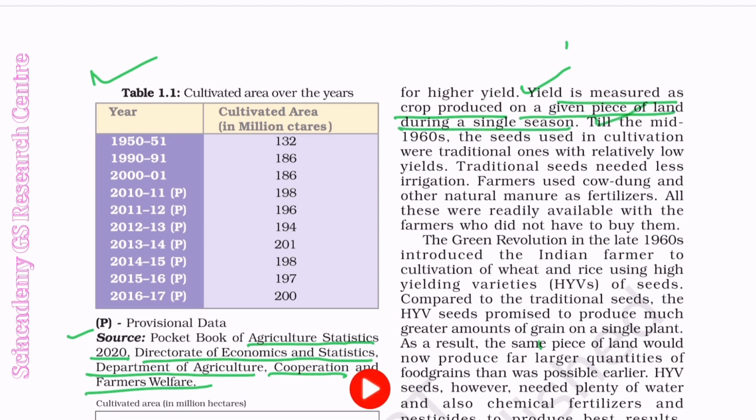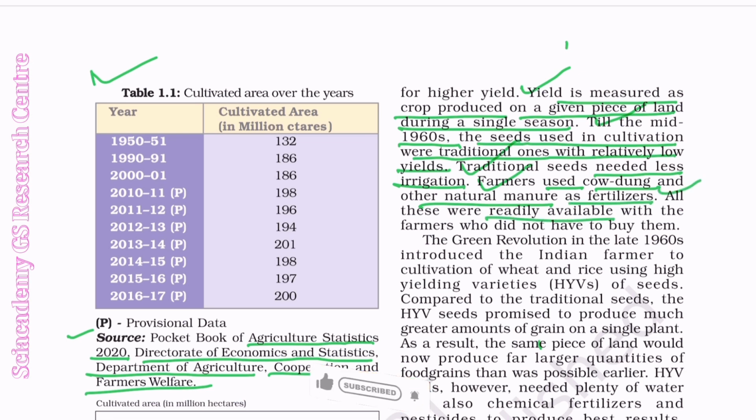Till the mid 1960s, the seeds used in cultivation were traditional ones with relatively low yields. The traditional seeds needed less irrigation. Farmers used cow dung and other natural manure as fertilizers. All these were readily available with the farmers, who did not have to buy them.